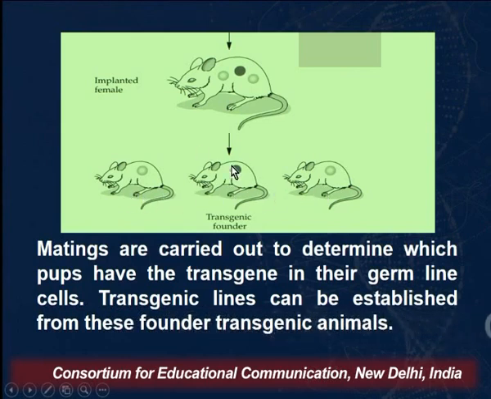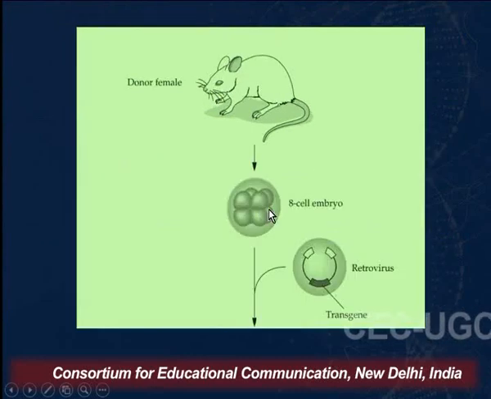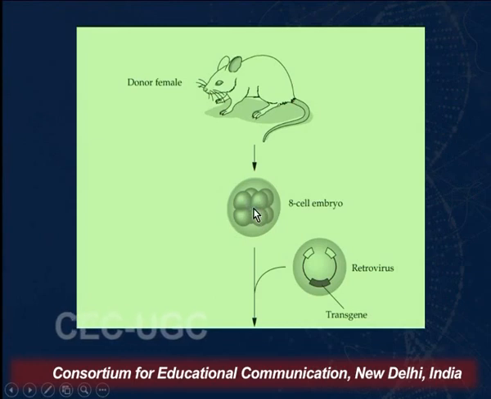Now this transgenic organism will be called the transgenic founder. This will then be bred to produce a line that will contain the transgene. The matings are carried out to determine which pups have the transgene in their germline cells. Transgenic lines can be established from these founder transgenic animals. Because you are introducing the vector at the embryo cell stage, it could be introduced into any of the cells, which could be prospective germ cells or prospective somatic cells.